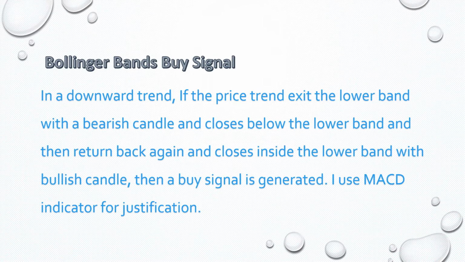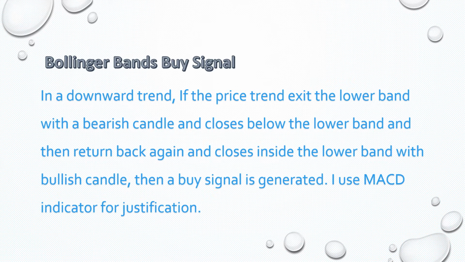Another Bollinger Band buy signal. In a downward trend, if the price exits the lower band with a bearish candle and closes below the lower band, and then returns back and closes inside the lower band with a bullish candle, then a buy signal is generated. I also use the MACD indicator for justification.